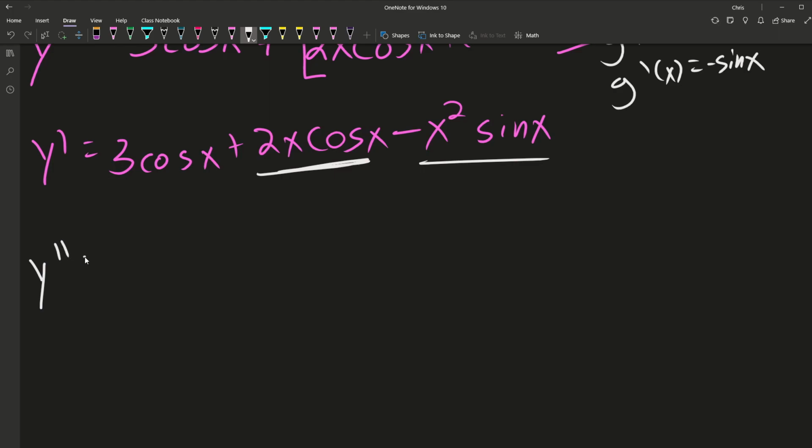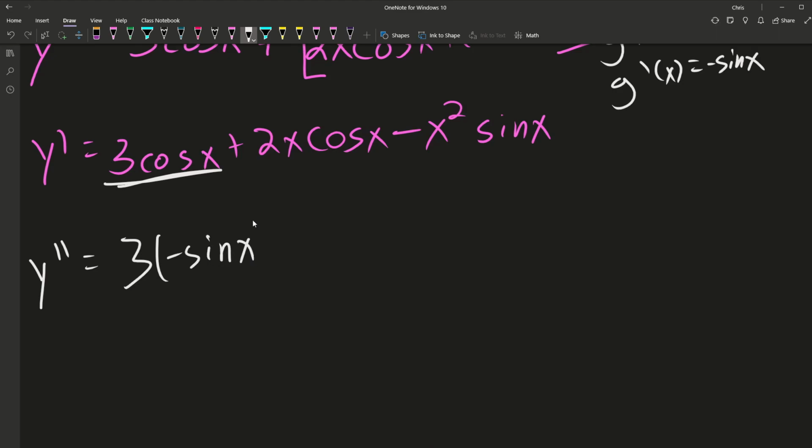Y double prime, the second derivative of y. Well, I can find the derivative of this first part nice and easy. The derivative of 3 cosine of x is 3 times negative sine of x. We'll multiply this out at the end, or in the next step.